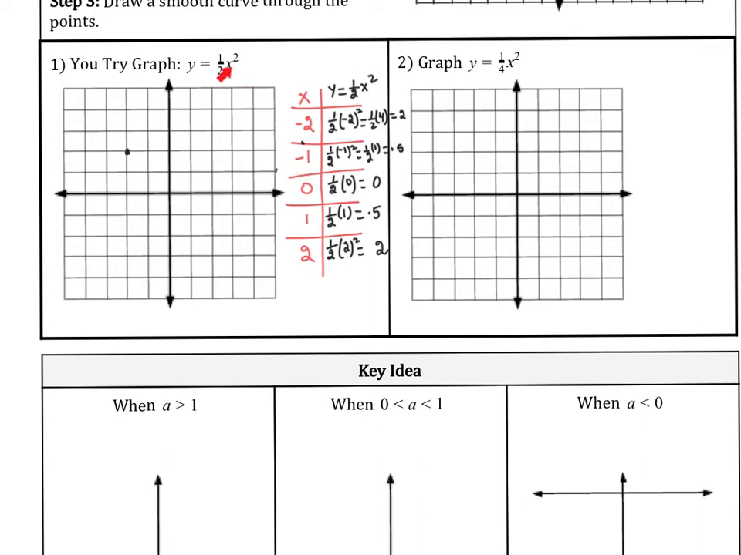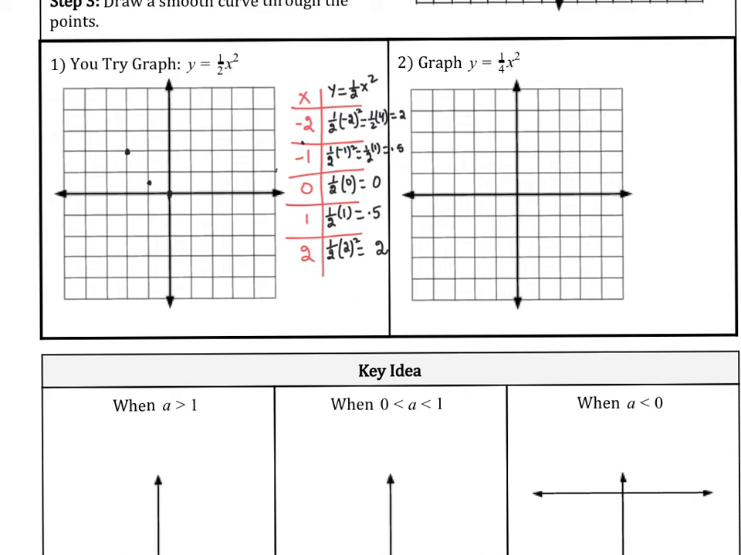Next, I'm going to choose -1. When I plug in -1 here, I got 1 over 2 times -1 squared. -1 squared is just 1. Half times 1 is 1 over 2, that is 0.5. So my next point is -1 comma 0.5. -1 comma 0.5 is in the middle. Next is when I use x equals 0 and plug it in here. 1 over 2 times 0 is 0. So this is going to be the point 0, 0.